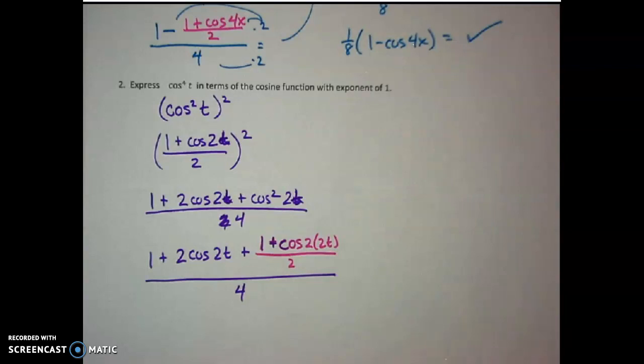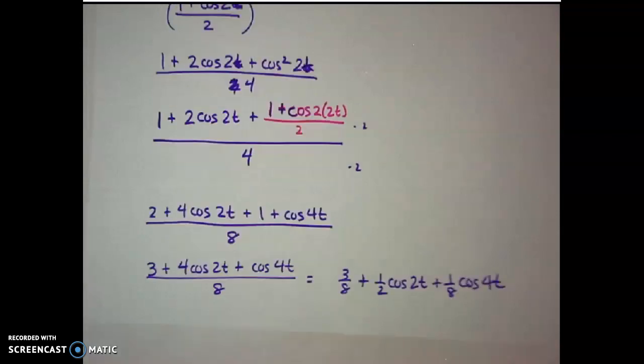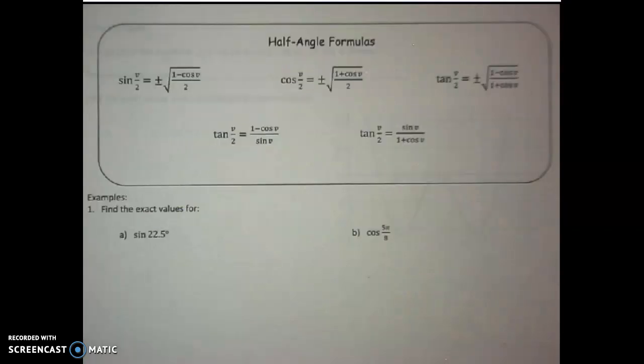Now again, I'd like you to go ahead and get rid of that denominator of 2, or get rid of that complex fraction. Getting rid of your complex fraction. Final step, just combine your like terms and simplify it. And you can have your answer in either one of those forms. And finally, our half angle formulas.